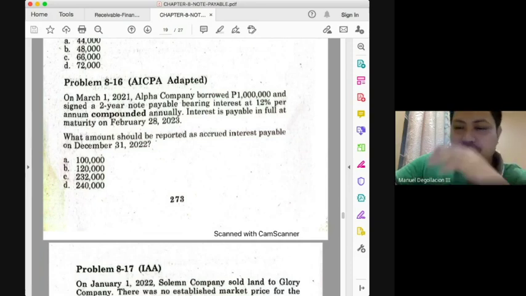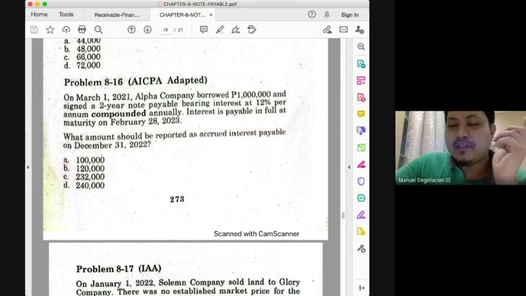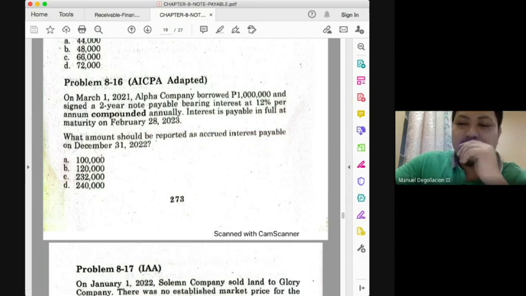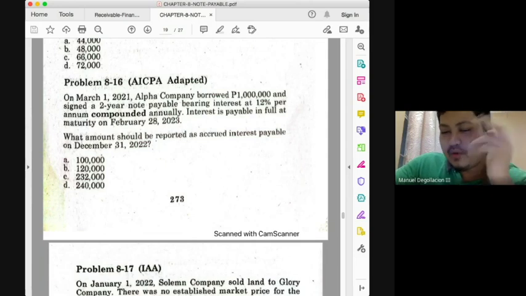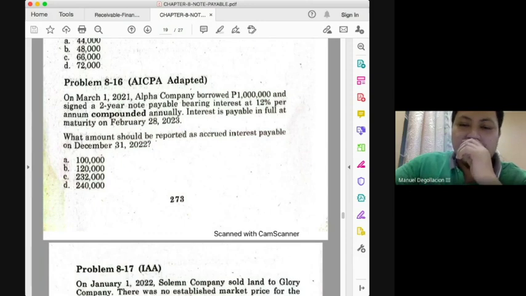On the third year, the principal will again earn interest, and the interest earned by the principal in the first year will again earn interest. The interest earned by the principal in the second year will again earn interest. The interest earned by the interest in the first year will now earn interest. So that would be one, two, three, four. You will now have four sets of interest. On the fourth year, it will be even more.